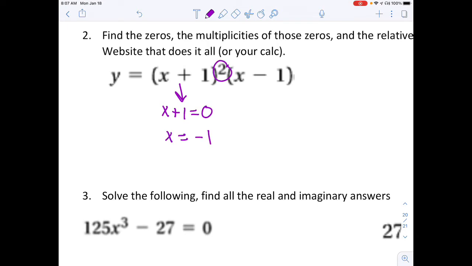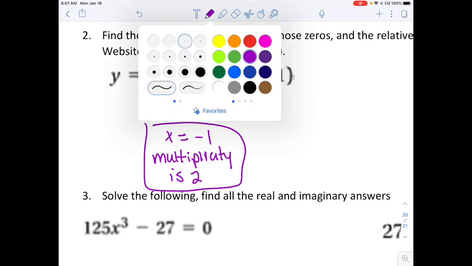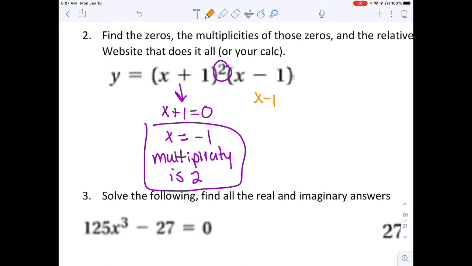And you see how it had a power of 2? That means its multiplicity is 2. We knew that. And then from this parenthesis, we would have got x minus 1 equals 0, x equals 1. It only happens one time. It just had a power of 1 up there. So multiplicity of 1. But we also found that from the website, if you remembered. So it did kind of back us up there.